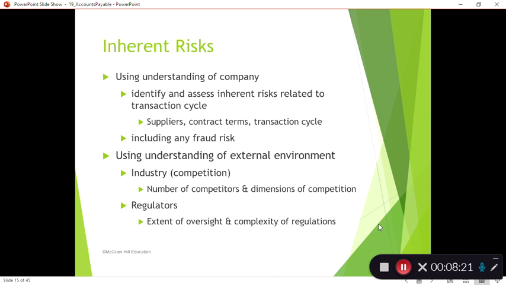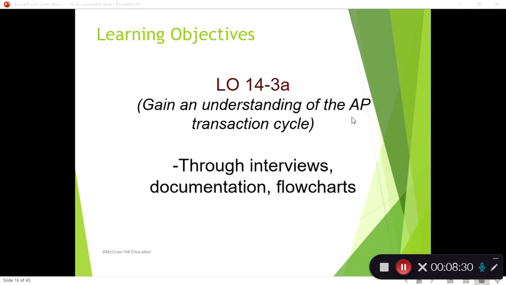But a lot of the inherent risk work is done at the company level, even though some of it is specific to the transaction cycle. A lot of it can be at the company level as well. And so, again, part of that is gaining an understanding of the transaction cycle. We're going to do that by interviewing the client personnel, looking at their documentation around the accounts payable transaction cycle, and then looking at flowcharts as well.